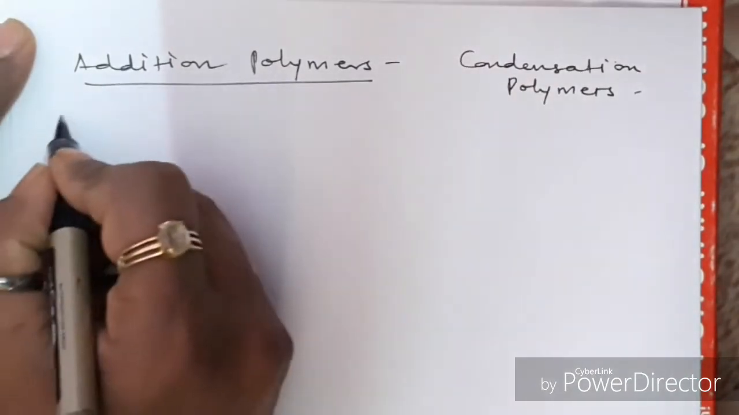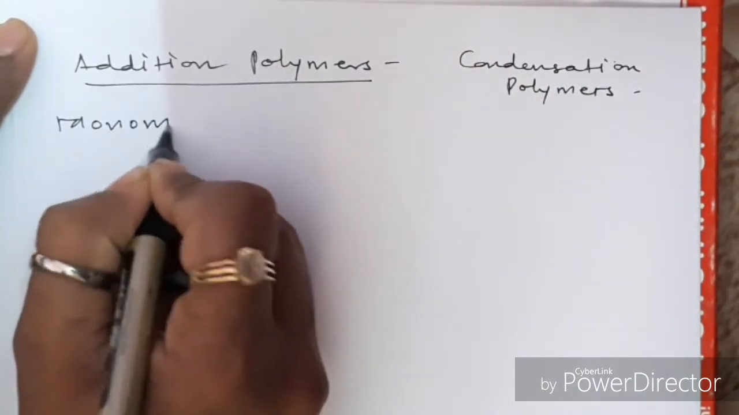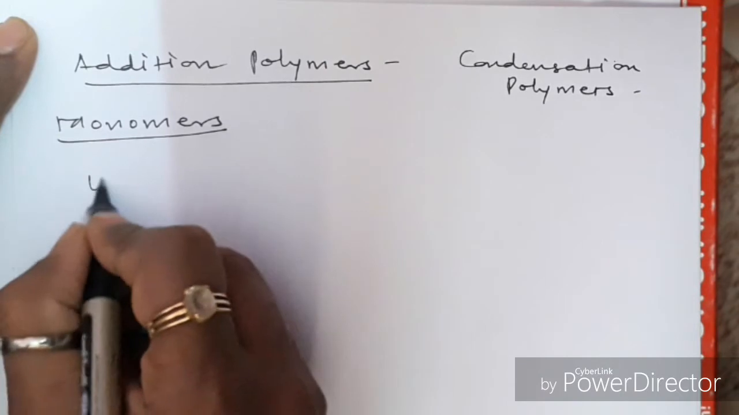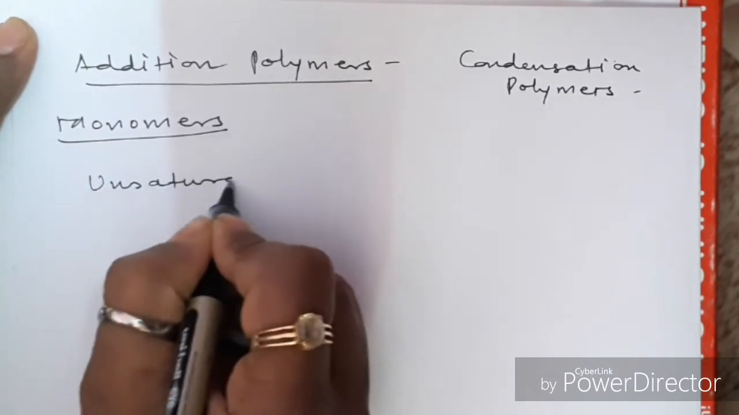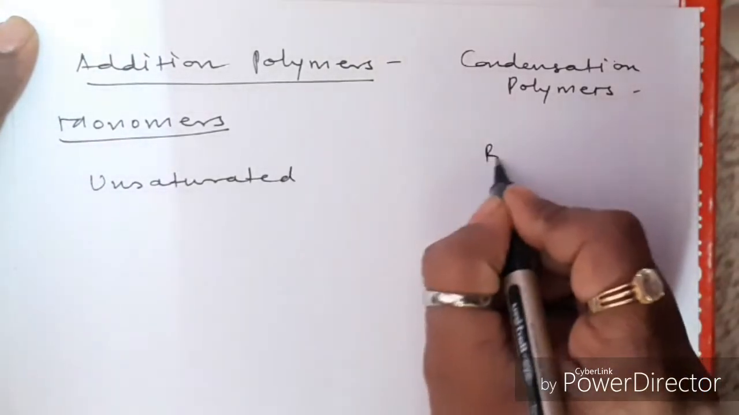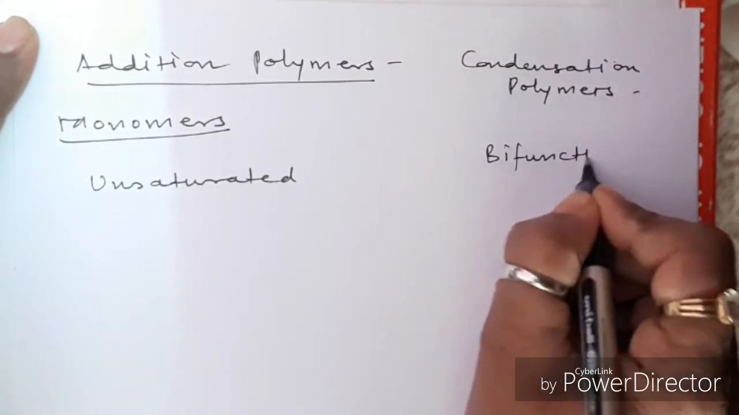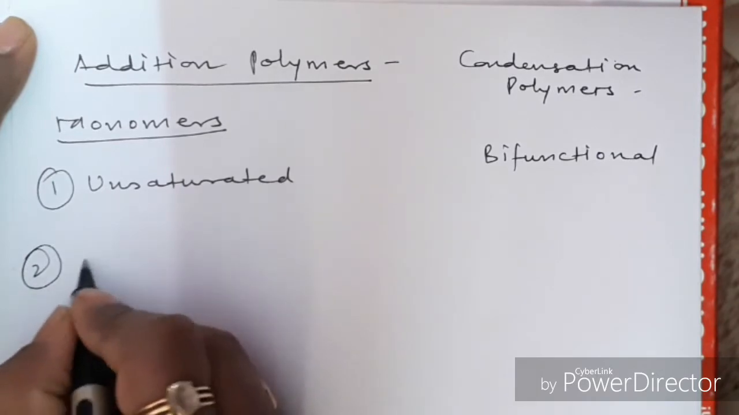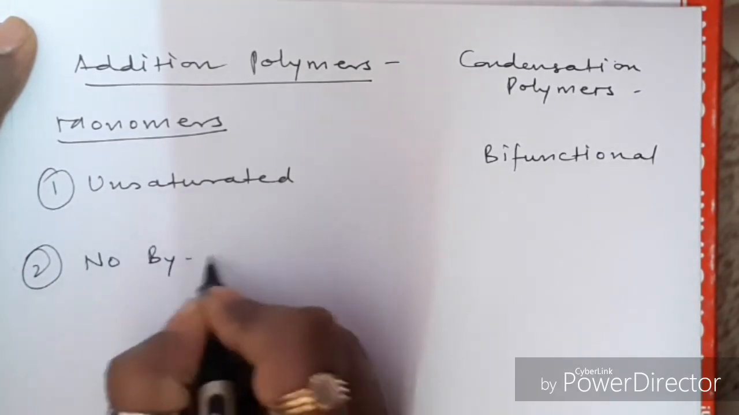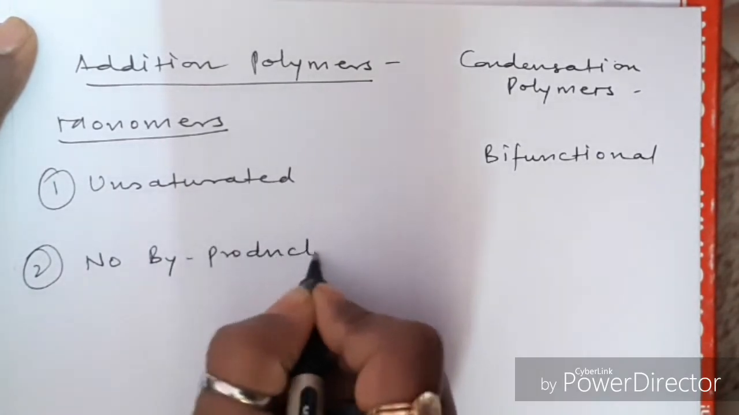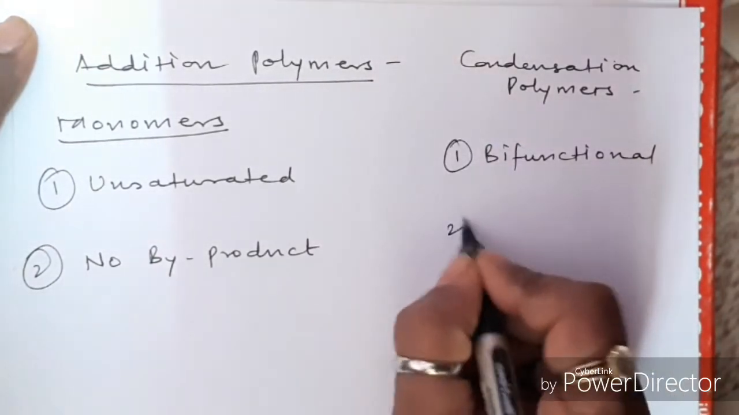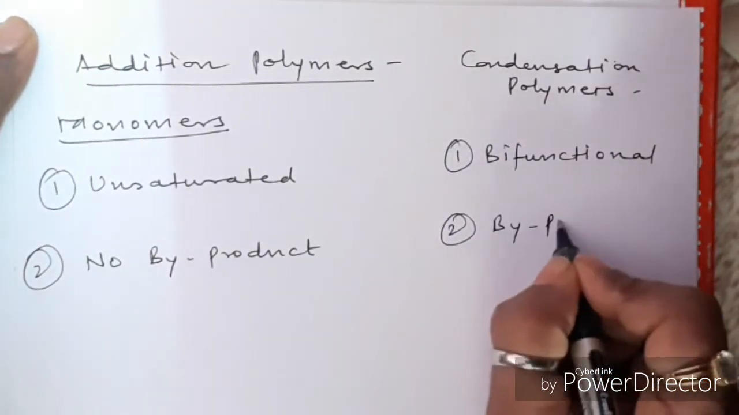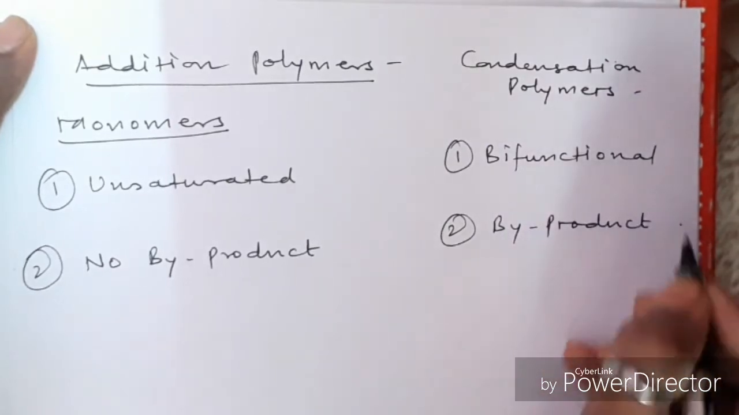Let's see addition polymers. First of all, I'll just try to make two distinguishing features. The first is what are the monomers. In addition polymers they are unsaturated, and in condensation polymers, they are going to be bifunctional. You must understand this first difference very well. The second difference is that here we do not get any byproducts. In condensation, definitely there are going to be byproducts. In our syllabus, generally we are seeing that water molecule is the byproduct. Sometimes ammonia gas can come out.